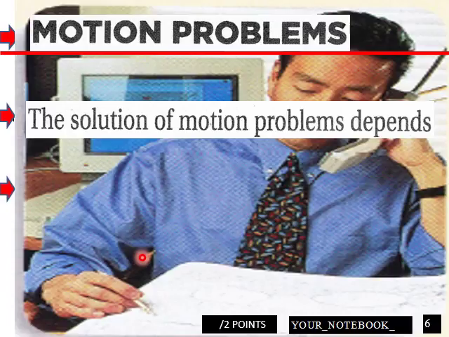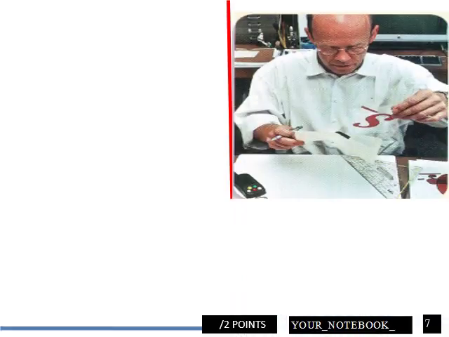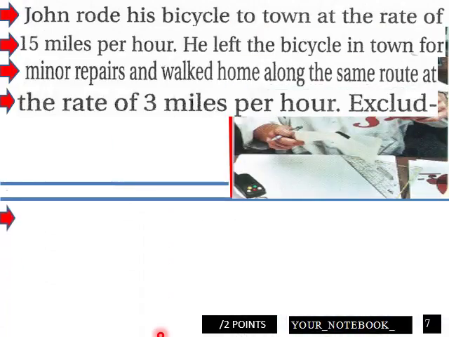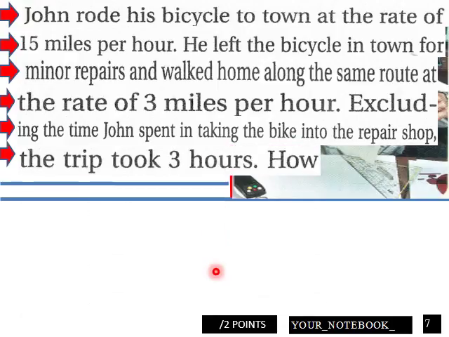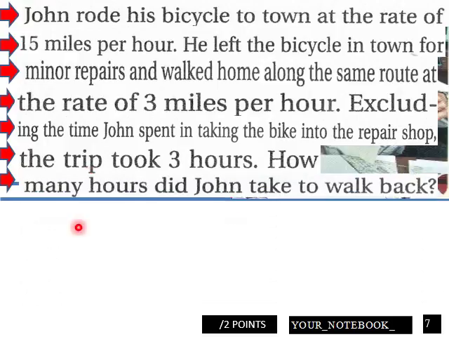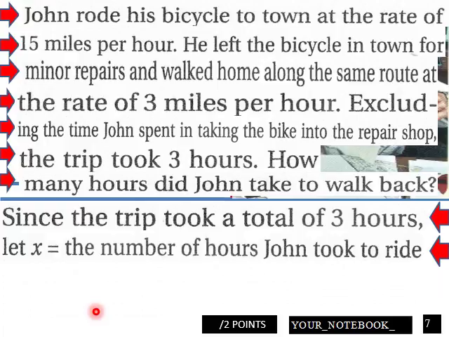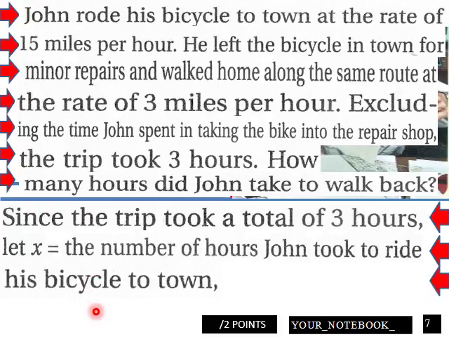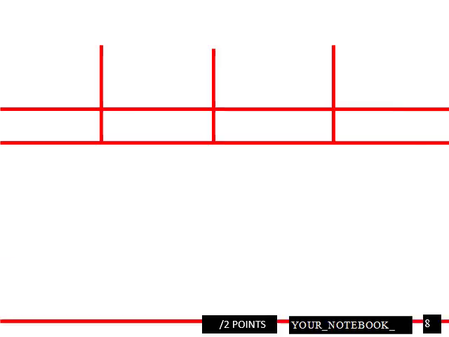Motion problems. The solution of a motion problem depends on the relationship rate times time equals distance. So, for example, John rode his bicycle to town at a rate of 15 miles per hour. He left his bike in town for minor repairs and walked home at 3 miles per hour, excluding time spent taking the bike into the repair shop. The trip took 3 hours. How many hours did John take to walk back? Let x be the number of hours John took to ride his bicycle, so 3 minus x equals the number of hours John took to walk.